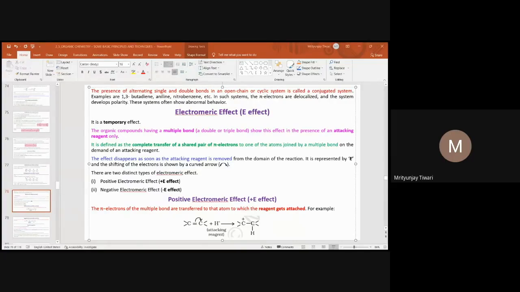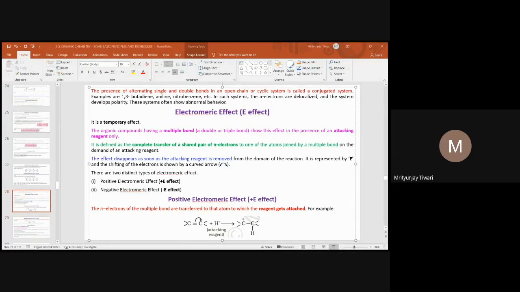The pi electrons are transferred, meaning both the electrons are transferred to the atom to which the reagent gets attached. For example, if you look here, if this is the carbon double bond carbon, and the H plus proton is the attacking reagent, and this proton gets attached to this carbon, what happens? Both the pi electrons, the pi bond, will shift to this carbon, and actually it will shift between this carbon and this hydrogen.